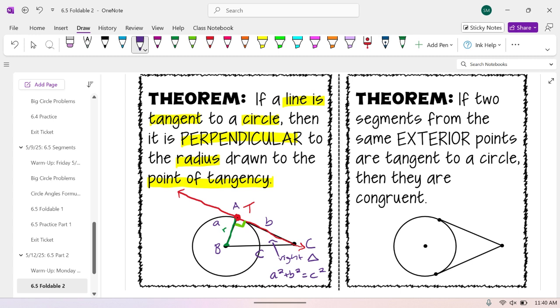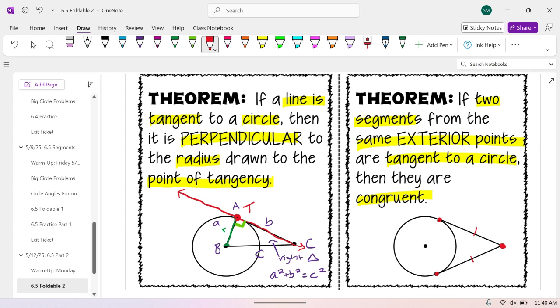Now, the other theorem is if two segments from the same exterior point are tangent to a circle, then they are congruent. So, in other words, if you have two tangent lines that intersect at the same point outside the circle, so see how these two intersect at the same point? And they're both tangent, they only cross at one point. That means that both of these segments are congruent.